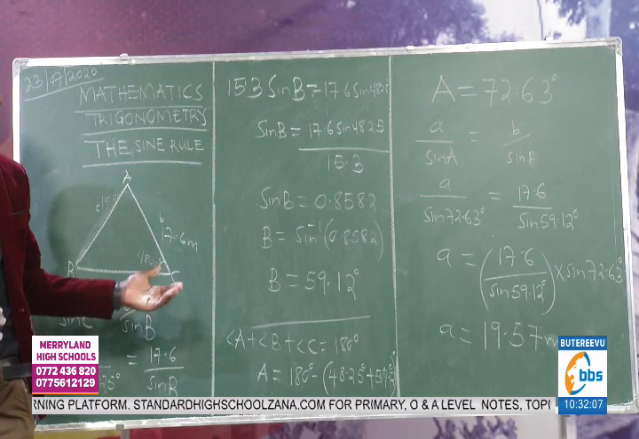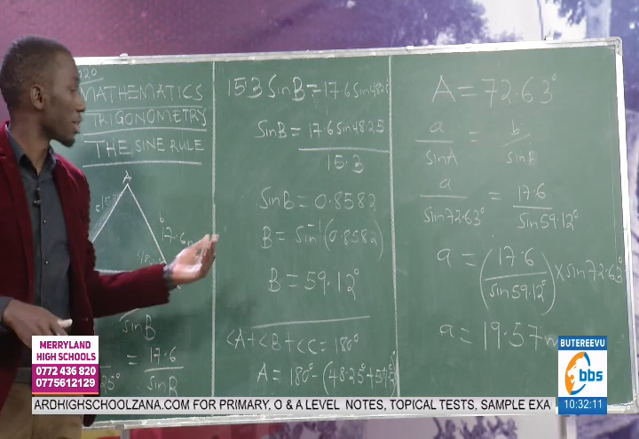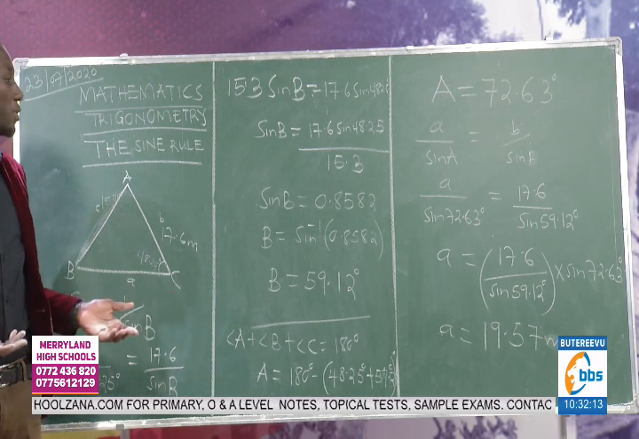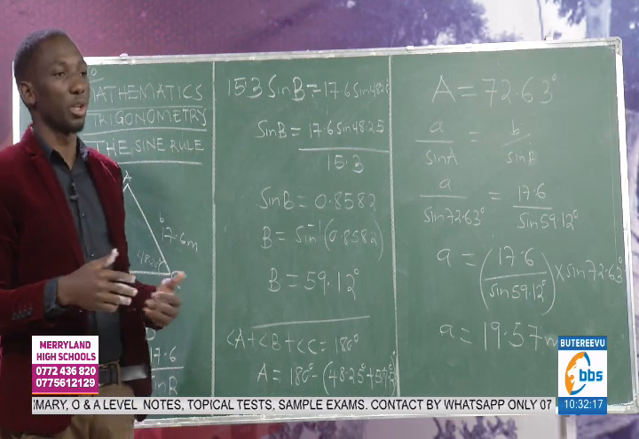Now, if you look at this one, it means that we have understood how to apply the sine rule. That's all that we are going to do. We just need to have two sides, and then maybe also you need to have one angle and you're looking for the other angle.